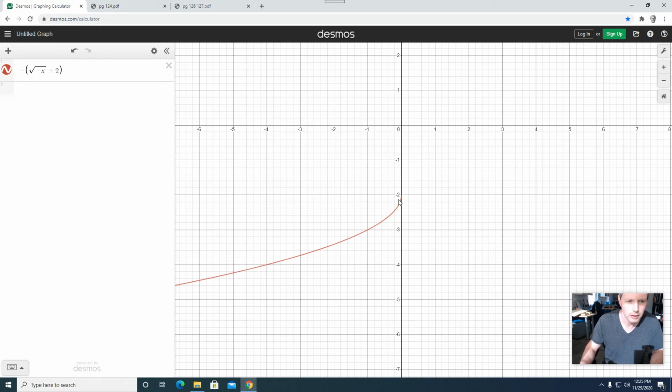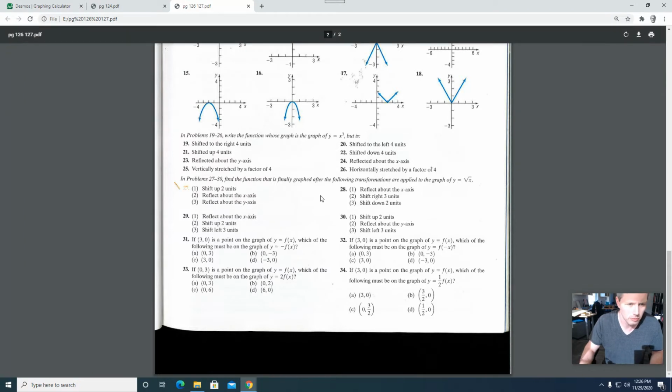And so this graph here goes with this function here, which is minus parentheses the square root of negative x plus 2. That is that graph right there. All right, so that's question number 27 done. Moving on to question number 28.